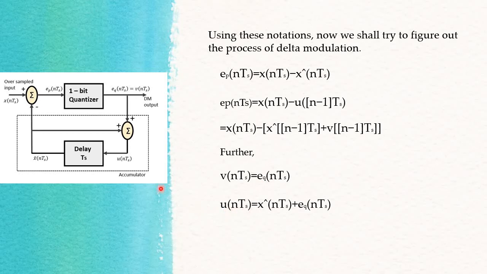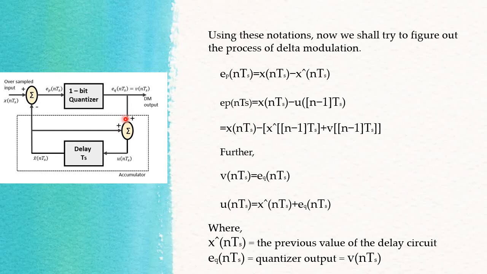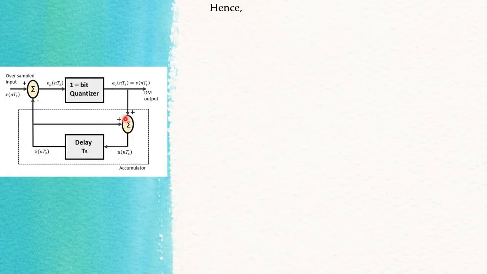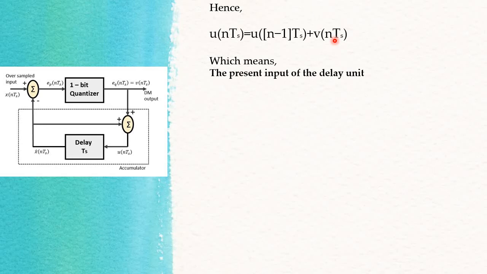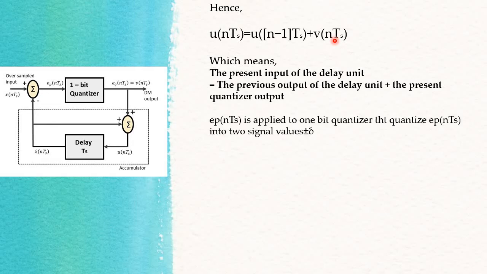Therefore your U(nTs) is nothing but X bar(nTs) plus E_Q(nTs), where X bar(nTs) is the previous output value of the delay circuit and E_Q(nTs) is the quantizer output. Hence, we can write U(nTs) is nothing but U((n minus 1)Ts) plus V(nTs), which means your present input of the delay unit is nothing but the addition of the previous output of the delay unit plus the present quantizer output.